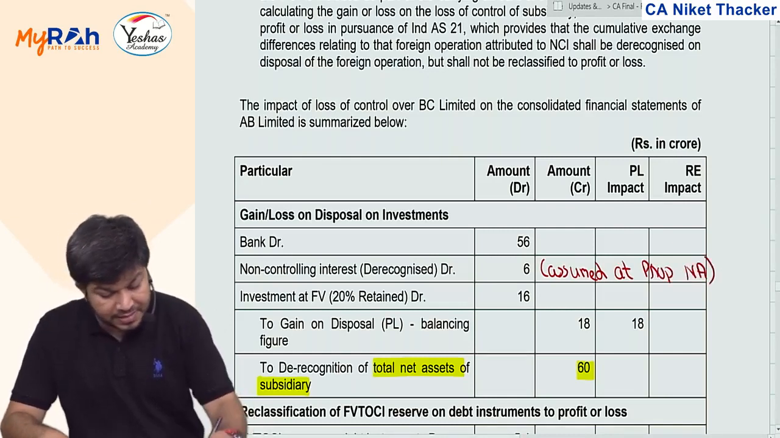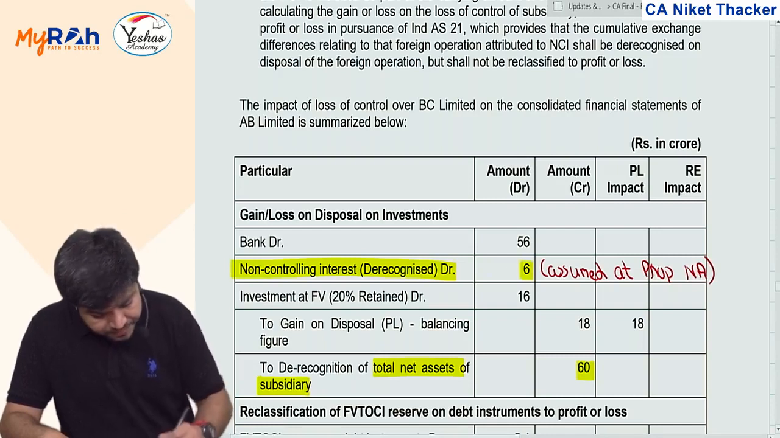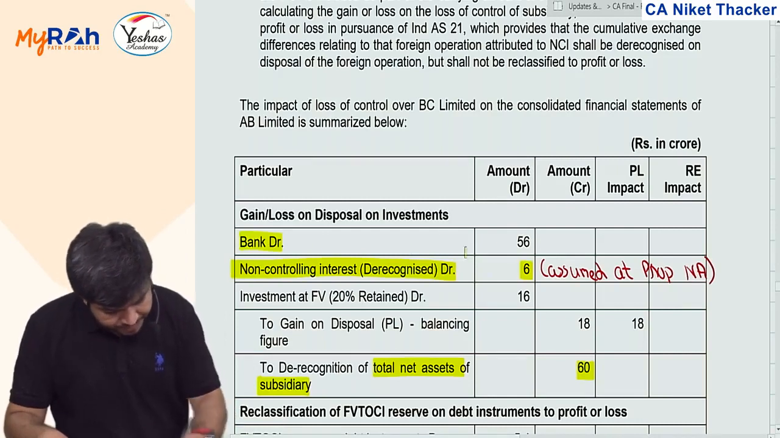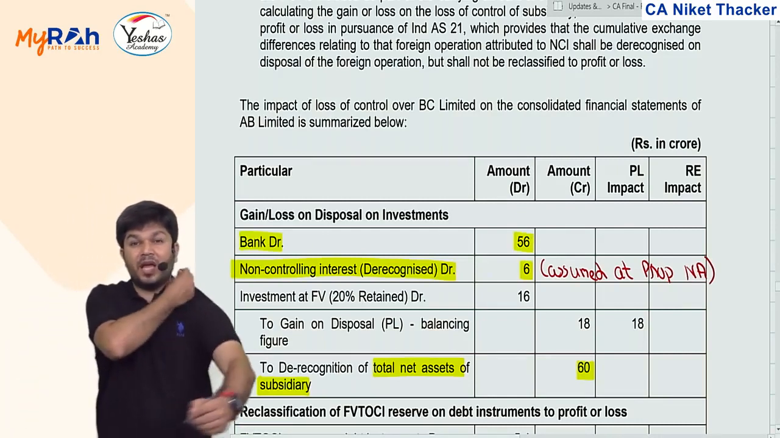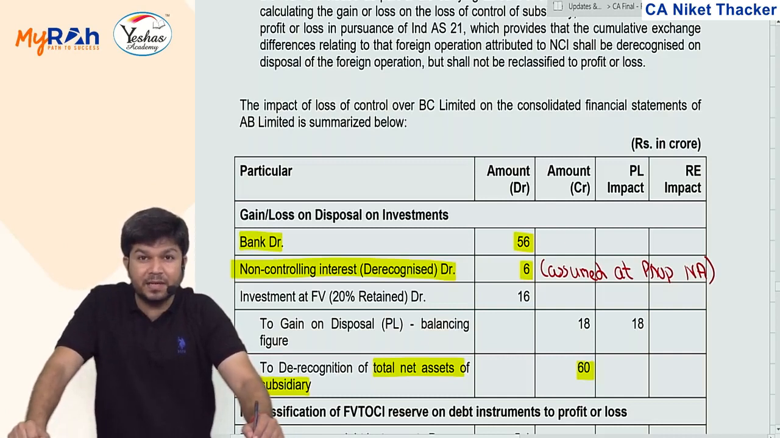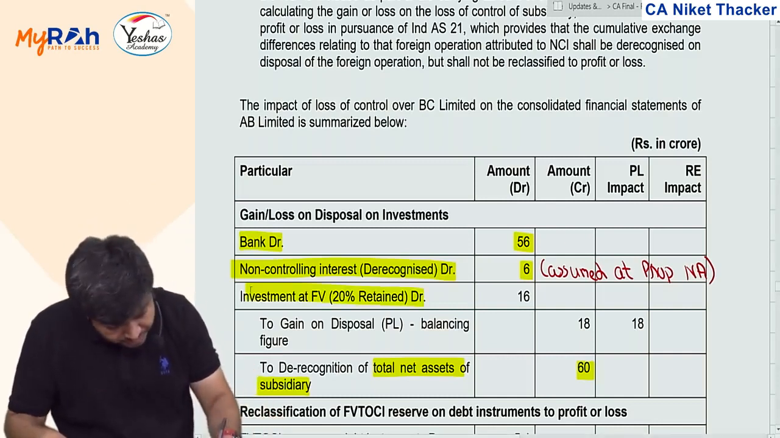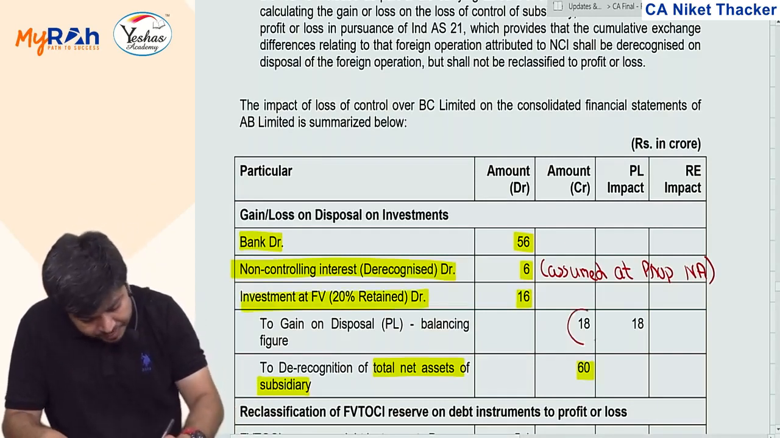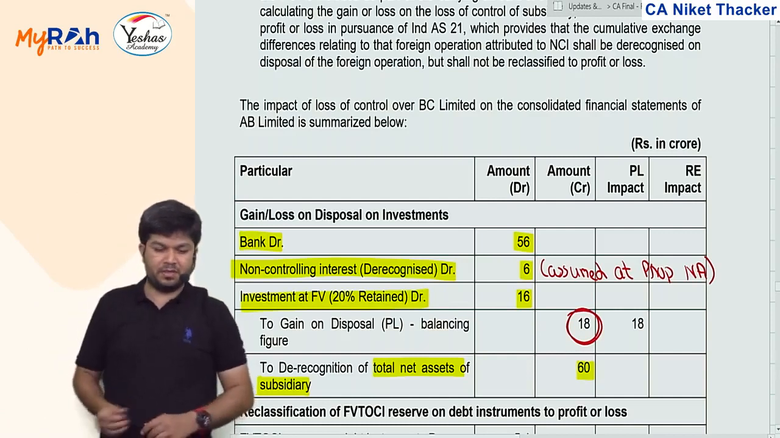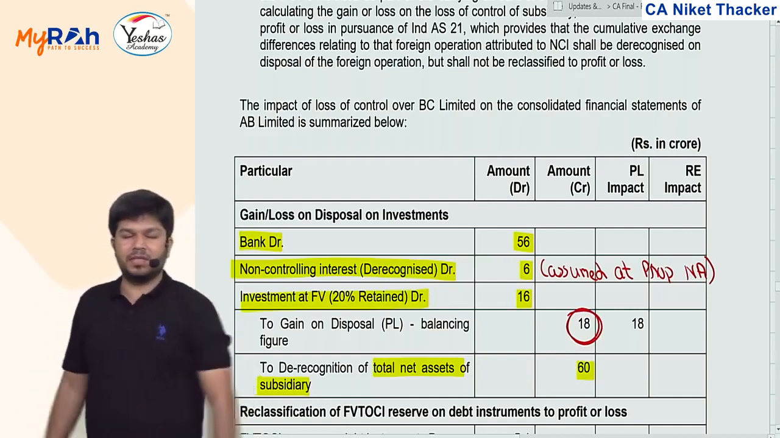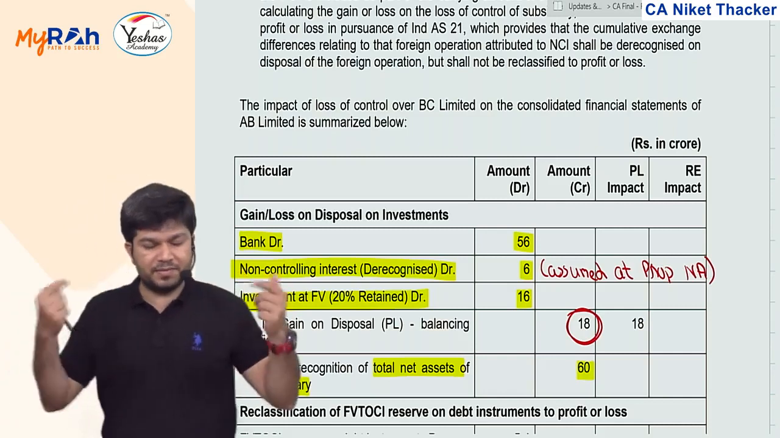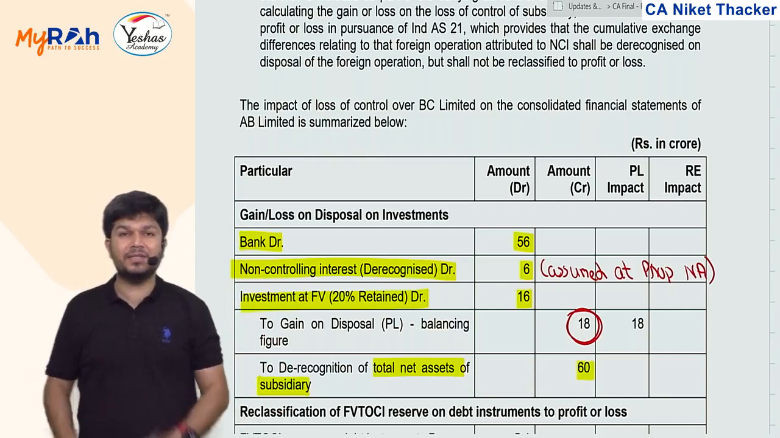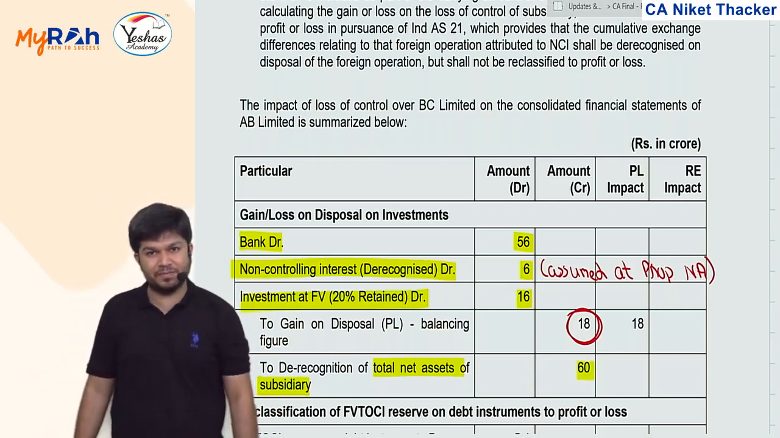60's 10%, 6 NCI. Liability goes, debited. We are getting 56, bank debit 56. And 20% retained comes at fair value 16. Balance is profit or loss. Net asset 60 goes away. NCI 6 goes away. We are getting 56. And we are also having investment coming at fair value. Balance is profit or loss.